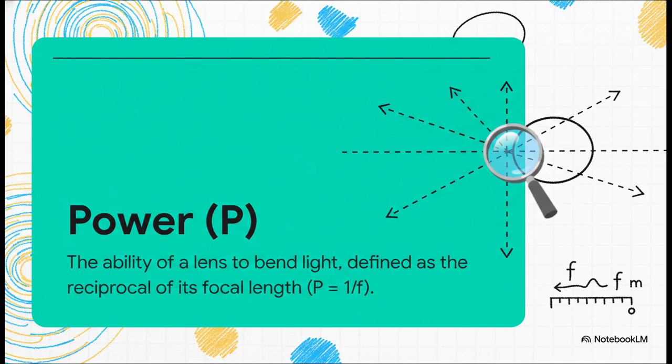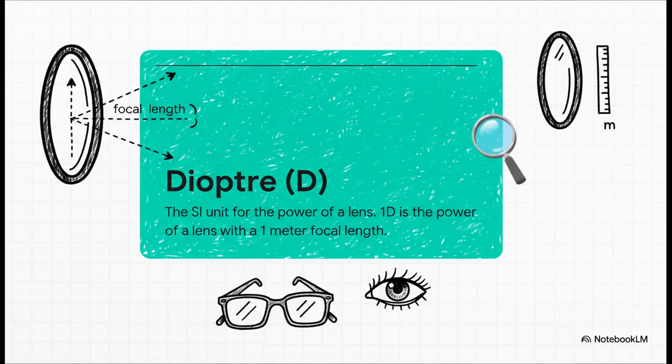And the formula could not be any easier. Power is just 1 divided by the focal length. The only trick is, for this to work, the focal length has to be in meters. That's a key detail. And what do we measure this power in? The unit is called a diopter, and we just use a capital D. So a lens that has a focal length of exactly 1 meter has a power of, you guessed it, 1 diopter. This is the universal standard that eye doctors and opticians use everywhere.